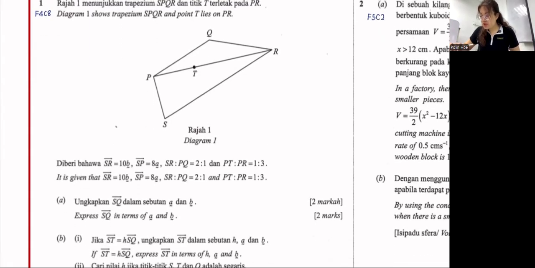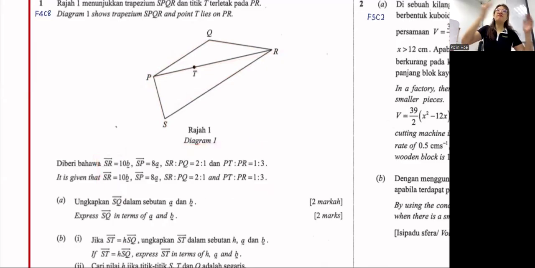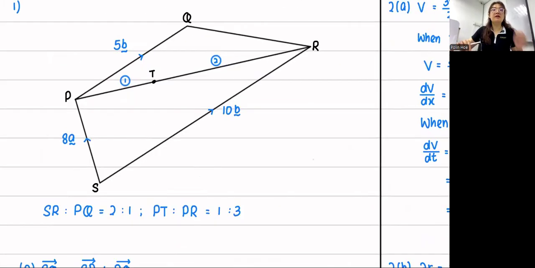The diagram shows a trapezium SPQR. So you have to find out where SPQR is. And we know that T lies on the line PR. So point T lies on the straight line PR. Next, we fill in all this information, 把这些资料全部放进去我们的图画。Okay, so I have already prepared it. So let's see.